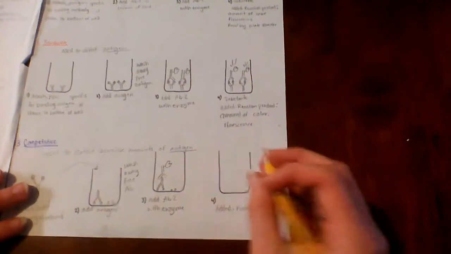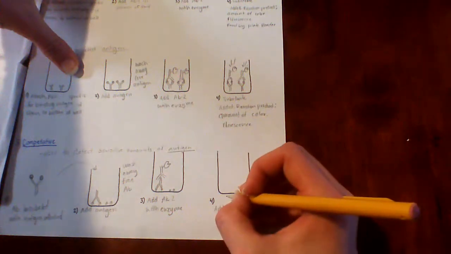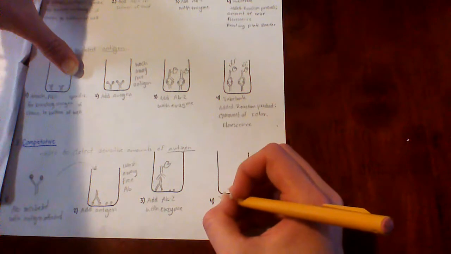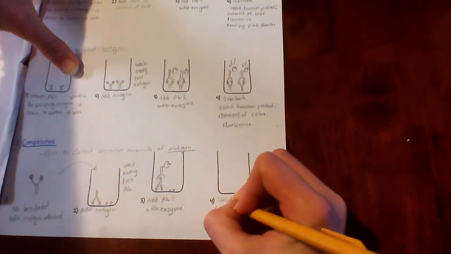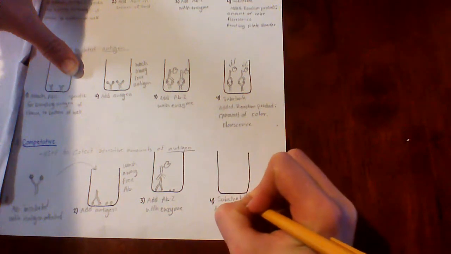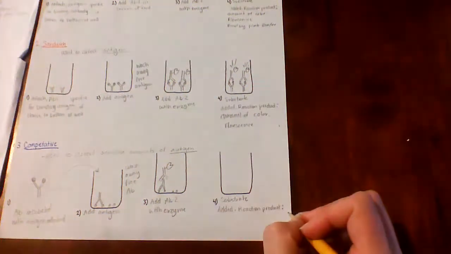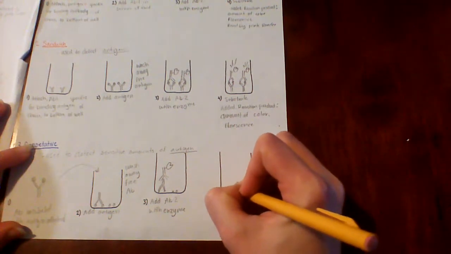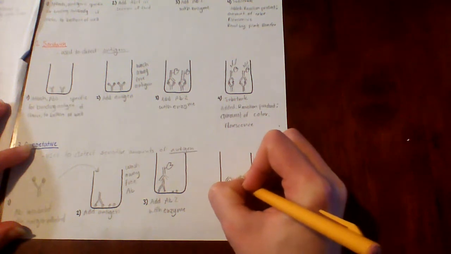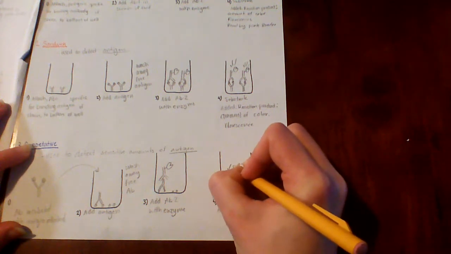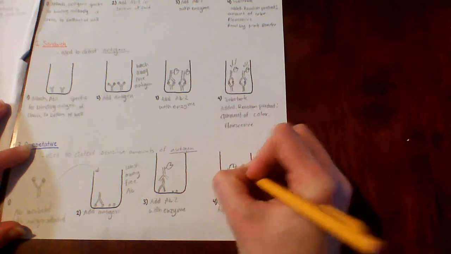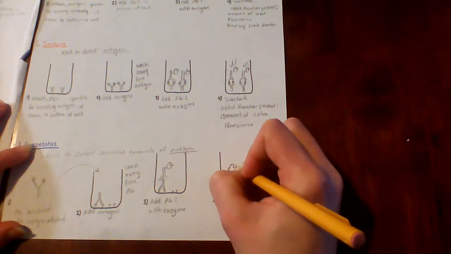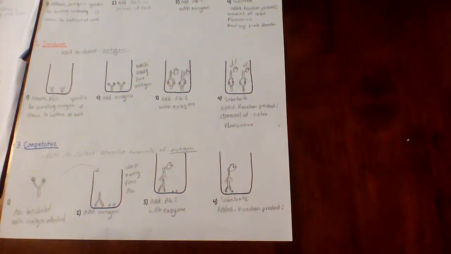So for step 4, the enzyme-specific substrate is added. But for this last step, just a substrate binding to the enzyme, producing a reaction product.